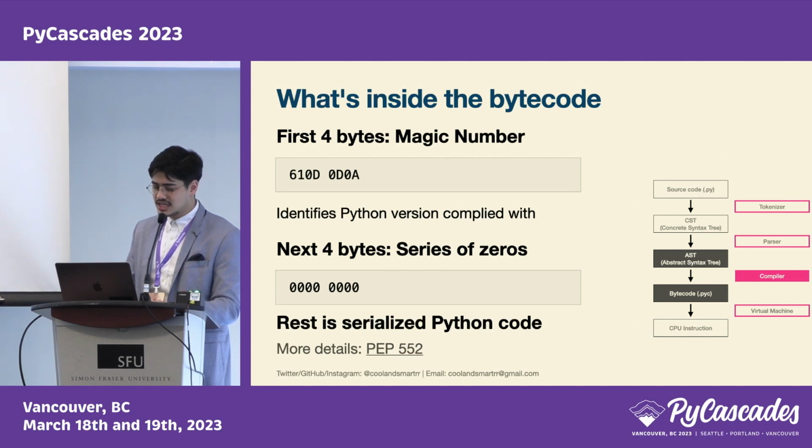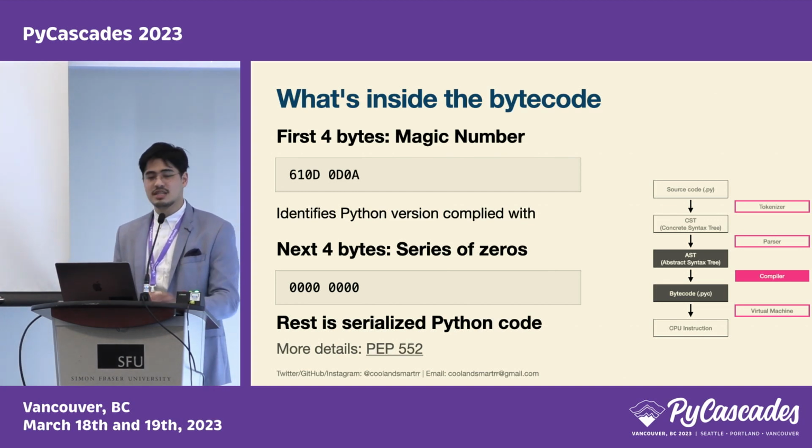So let's look at what's happening on the header. The first 4 bytes are called a magic number. And basically, the magic number, like with any kind of executable, identifies what kind of executable it is. When you have these 4 bytes, 610D, 0D, 0A, it says this is a Python program, and it was compiled with version, in this case, 3.9.